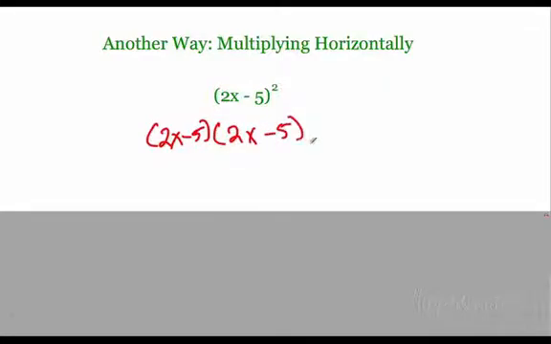Now, what we were doing was we were multiplying with a box. Totally perfect way to do it. If you want to do it that way, no problem whatsoever.